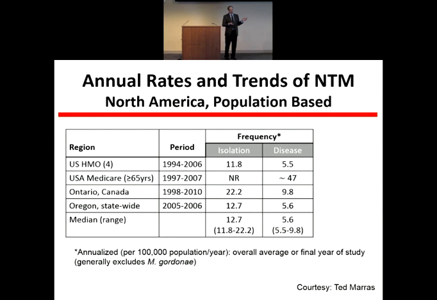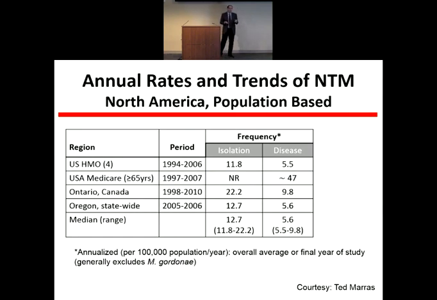About half of those had disease, 0.5 per 100,000. If you look at an older population, look at the disease frequency in those who are 65 and older, 47 per 100,000. That's an extraordinary disease frequency, and we're going to compare it to TB in a moment. In Ontario, Canada, it was about 10 per 100,000. Oregon, which we always thought was a low-risk state, was about 6 per 100,000.